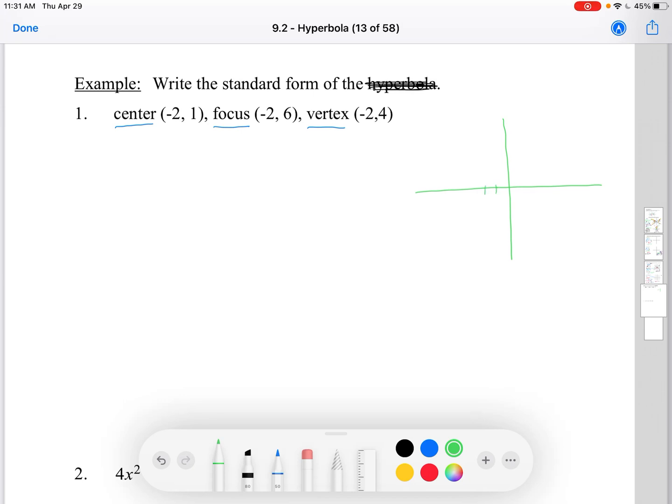All right. Label our center point. We got negative 2, 1. Working right there. Our focus, negative 2, 6. Negative 2, 1, 2, 3, 4, 5, 6. And then our vertex is negative 2, 4.